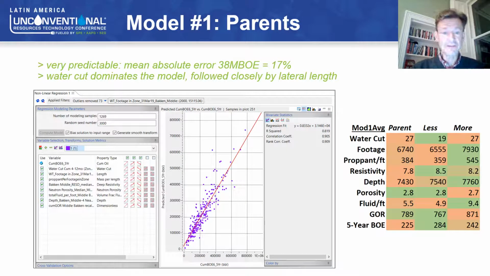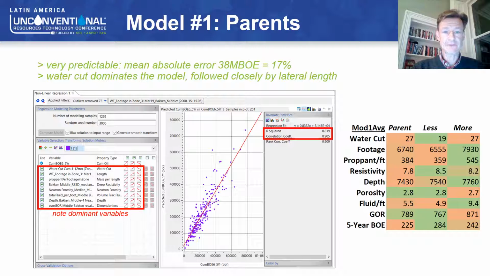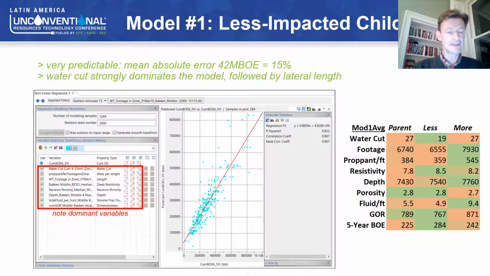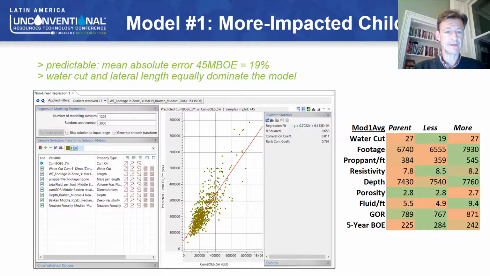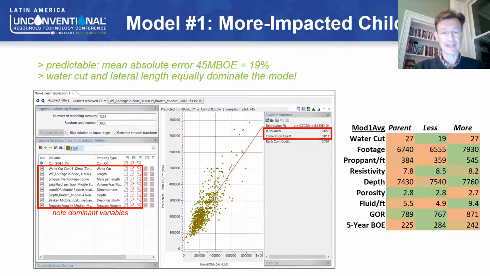Let's look at the models individually quickly. Parent wells, very high correlation, R squared over 0.8. Summary of the parent, less impacted and more impacted children over here with each of the input variables. And over here, the dominant variables in rank order. Less impacted children, slight shuffle in the ranking of the variables, very good R squared, best one, 0.823. And for the more impacted children, again, a shuffle in the importance of the variables, the rank order, and R squared now down below 0.7. It's 0.658.